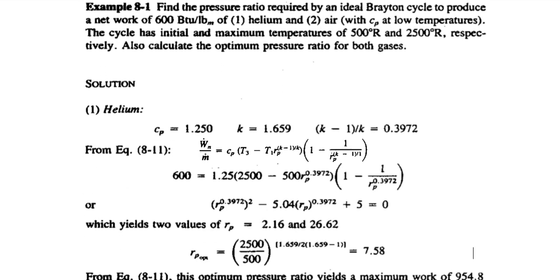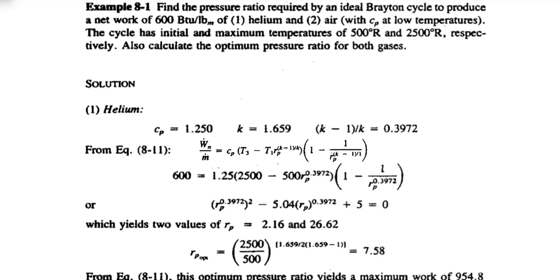For helium, the CP is 1.250 and the value of K or gamma is 1.659 as it is monatomic. Then (K minus 1) divided by K would be equal to 0.3972. Going to equation number 8.1, and that is equation 8.11 of Moran and Shapiro.